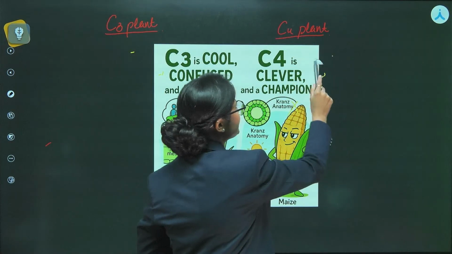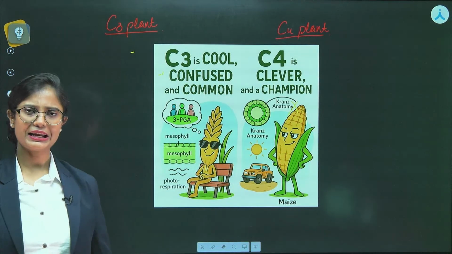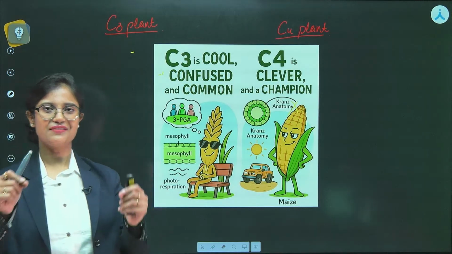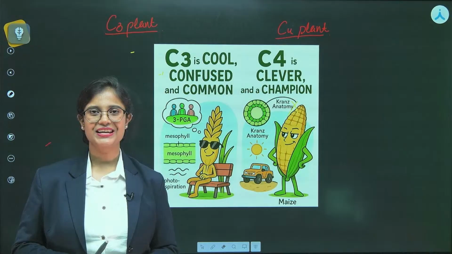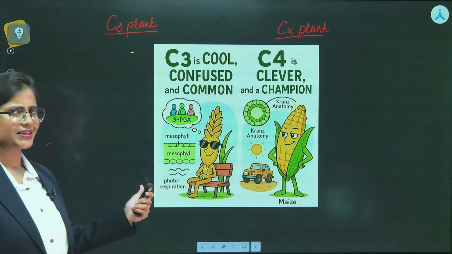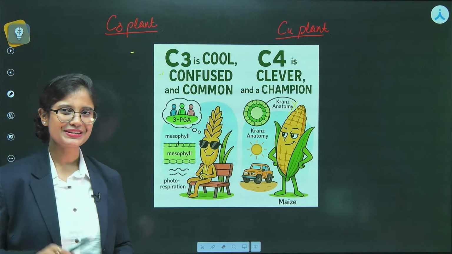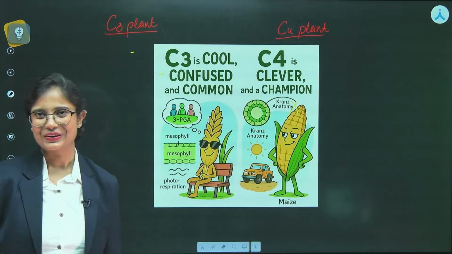अगर हम C4 plants की बात करें, for example, our maize plant, which is actually clever and champion. Why so? Because it has done the bifurcation of work and it has fixed the carbon dioxide in another cell rather than in the mesophyll cell. But in C3 plant, it has only one cell to assimilate the carbon dioxide. That's why it is cool, confused, and common.